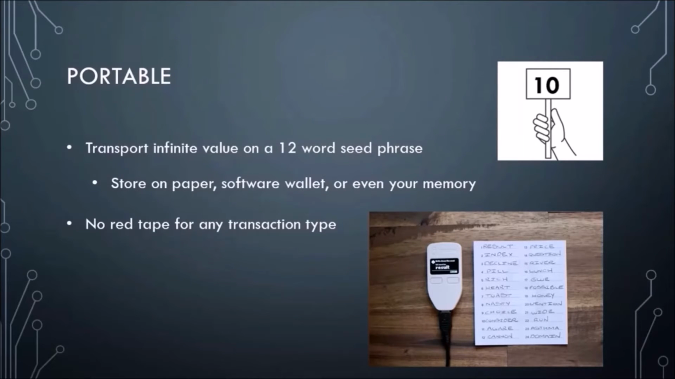The first characteristic is portable. Bitcoin is highly portable. In an extreme case, you could simply memorize a 12-word phrase and transport billions of dollars of value in your own head, with absolutely no wait time, no bank approval, and no other red tape. And any smartphone Bitcoin wallet can also transport infinite value in the wallet application. So for portability, Bitcoin gets a 10 out of 10.